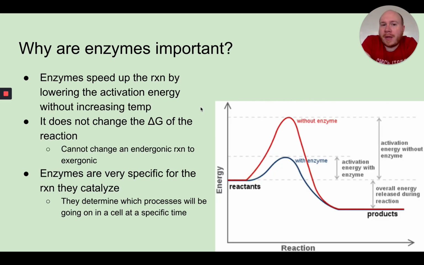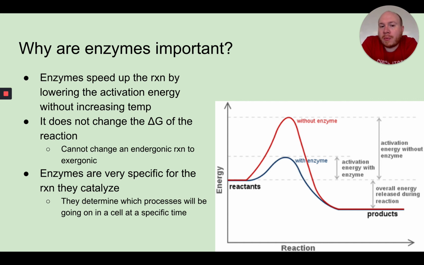Well, enzymes speed up the reaction by lowering activation energy without increasing the temperature. Because you can actually increase reaction rates by increasing temp. But eventually, increasing the temp only does so much, and it could kill you because it could start denaturing our proteins. We don't want that. So enzymes speed up the reaction by lowering the activation energy. It doesn't change the delta G of the reaction because you can't change an endergonic reaction to an exergonic reaction. All it does is reduce the amount of energy needed as input by aiding the reaction itself.